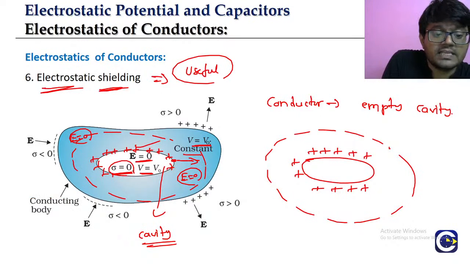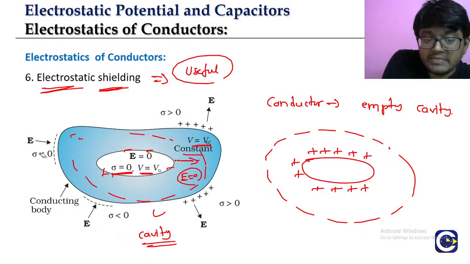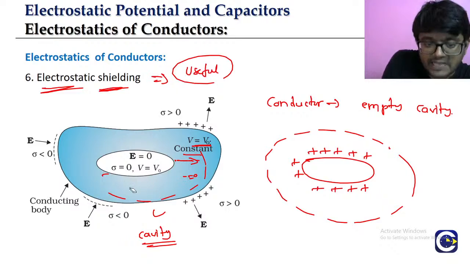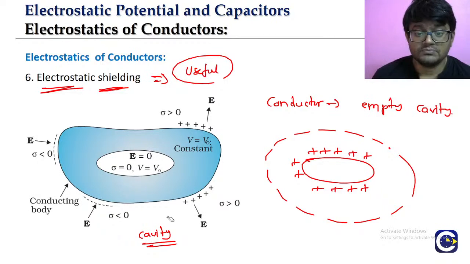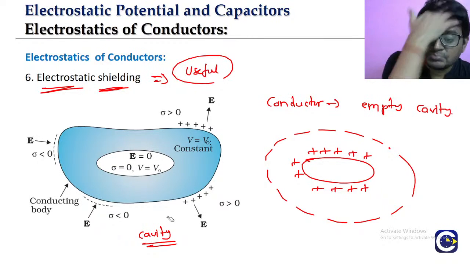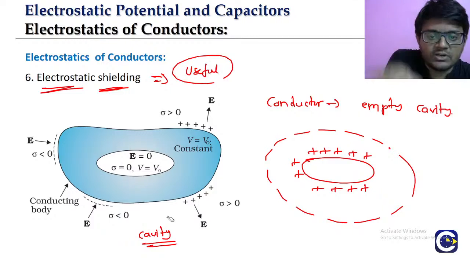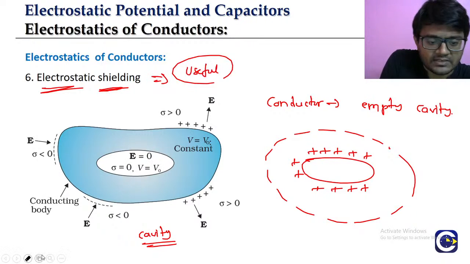So what are the things? If you have an open or empty cavity inside a conductor, the electric field everywhere in that cavity is zero. Second, charge does not accumulate on the surface of the cavity. And the potential everywhere will be the same, equal to the potential inside the conductor.